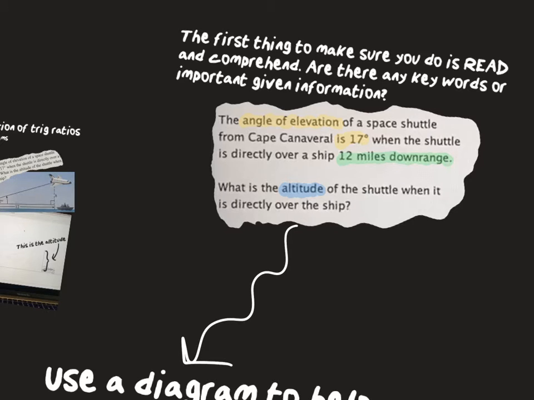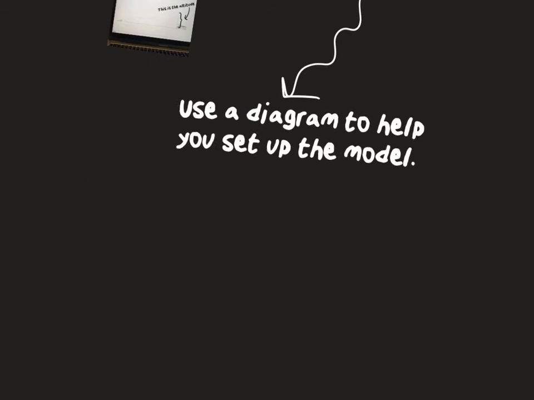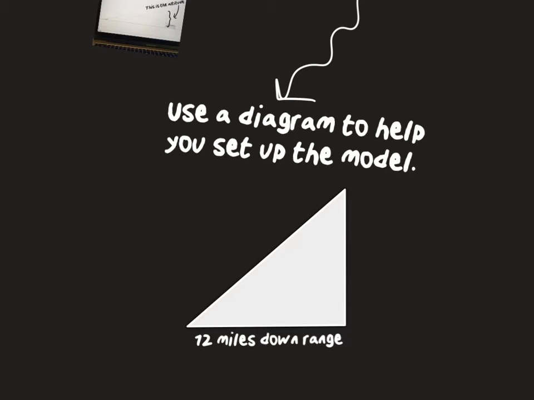Next, you will want to use a diagram to model the situation. So 12 miles downrange is a horizontal distance. That's why it sits at the bottom of the right triangle. The angle of elevation is 17 degrees, so that's my theta value. And then, of course, the altitude is a vertical distance. So I have to sit it on that side of the right triangle.